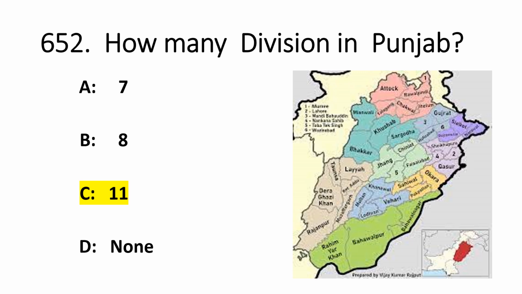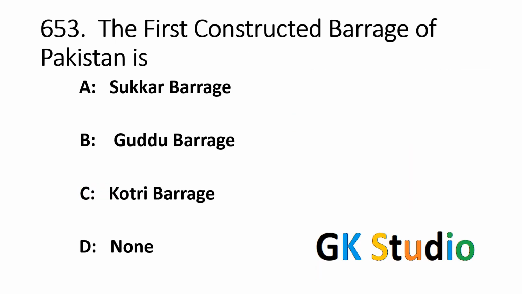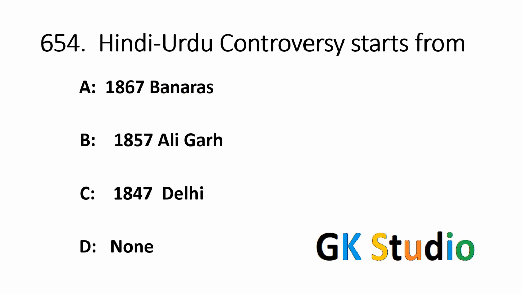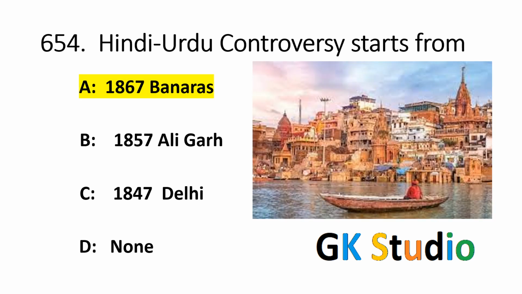11 divisions in Punjab. The first constructed barrage of Pakistan is Sukkur Barrage, Guddu Barrage, Kotri Barrage, none. The correct answer is Sukkur Barrage, the first constructed barrage of Pakistan. The Hindi-Urdu controversy started from 1867 Banaras, 1857 Aligarh, 1847 Delhi, none. The correct answer is Banaras 1867.